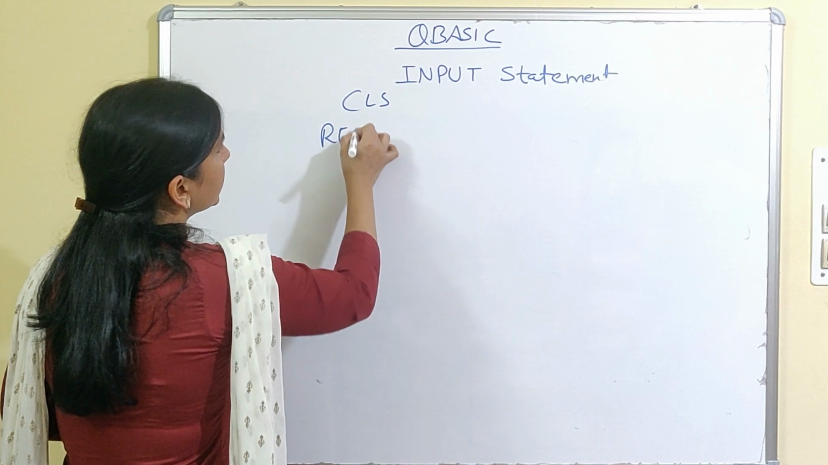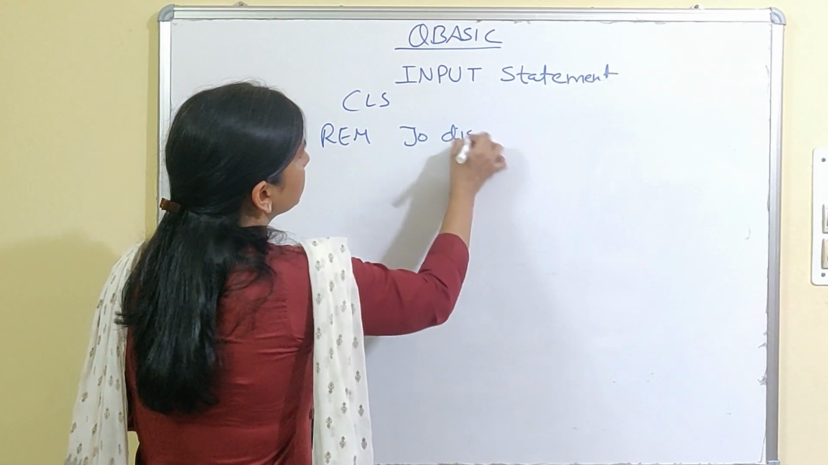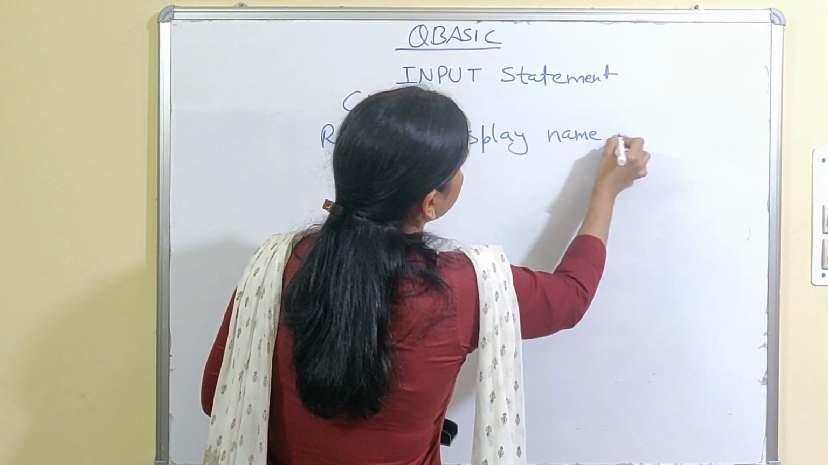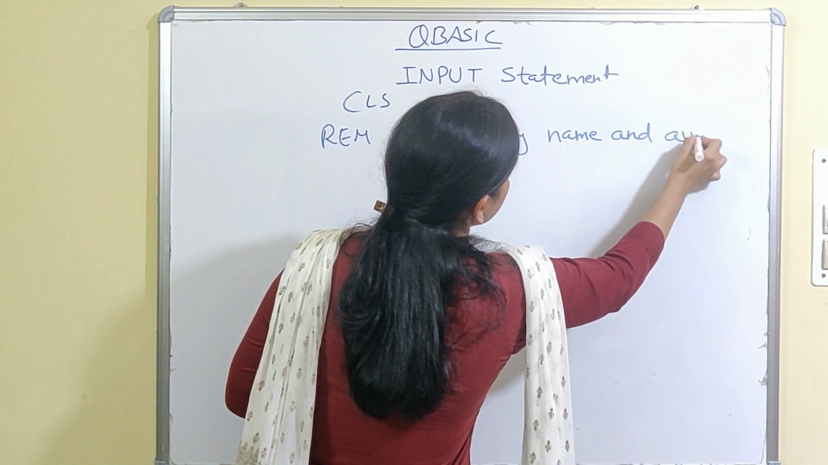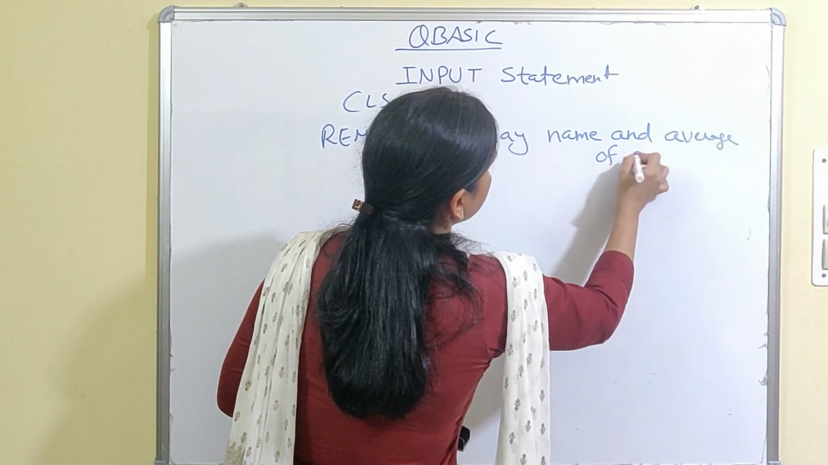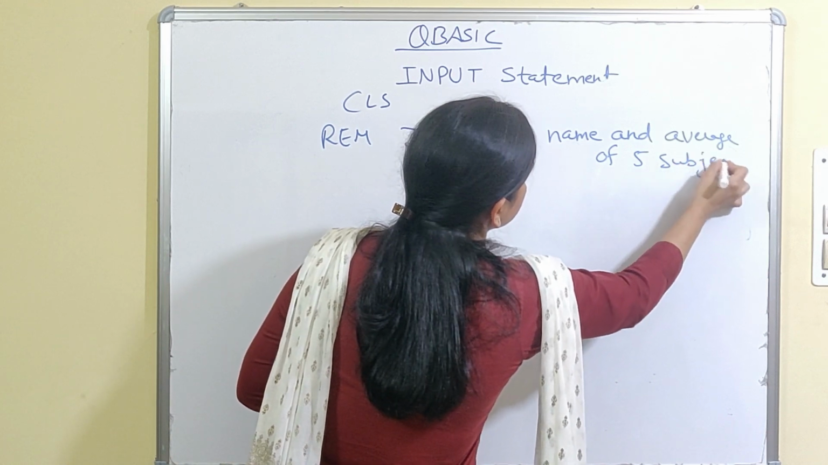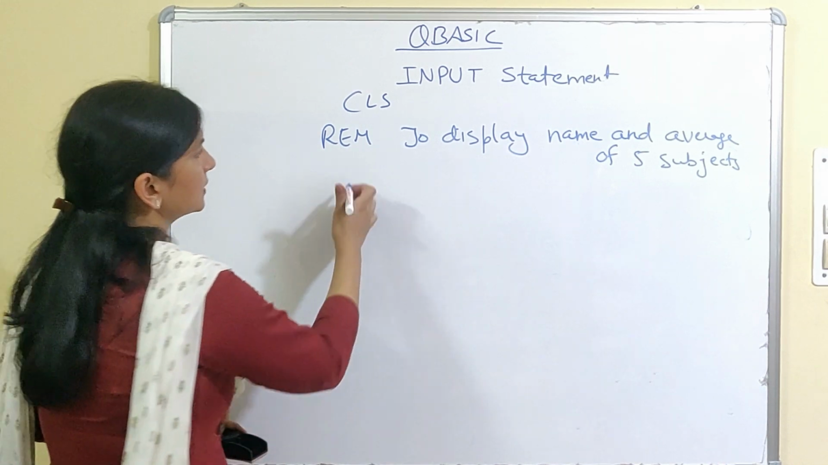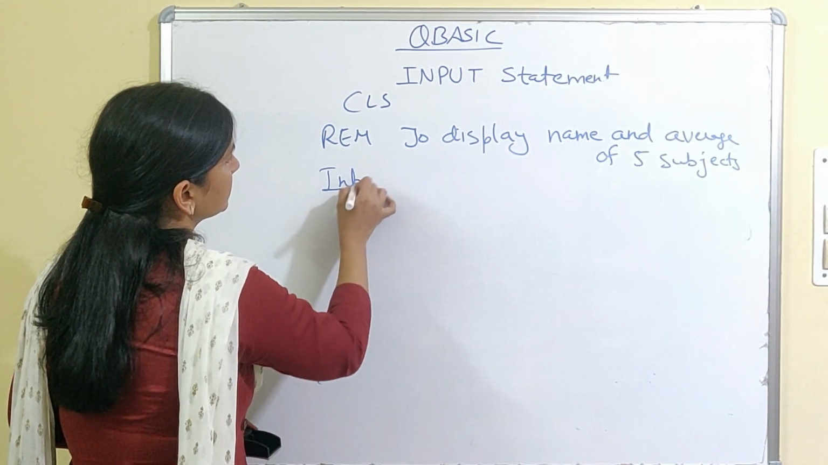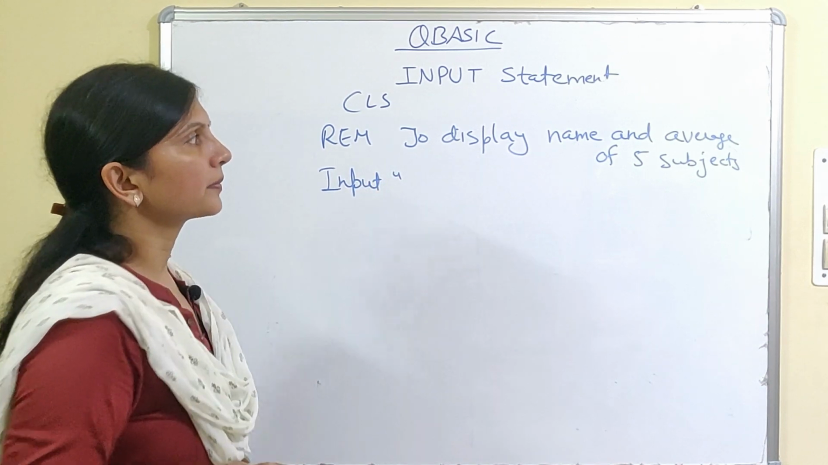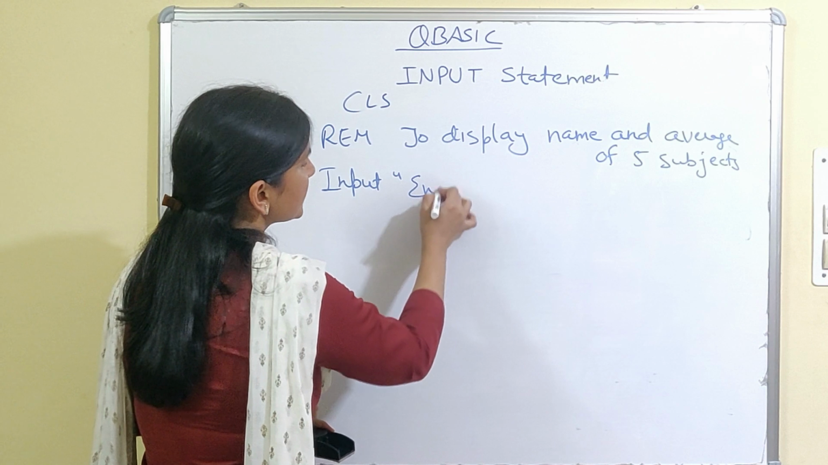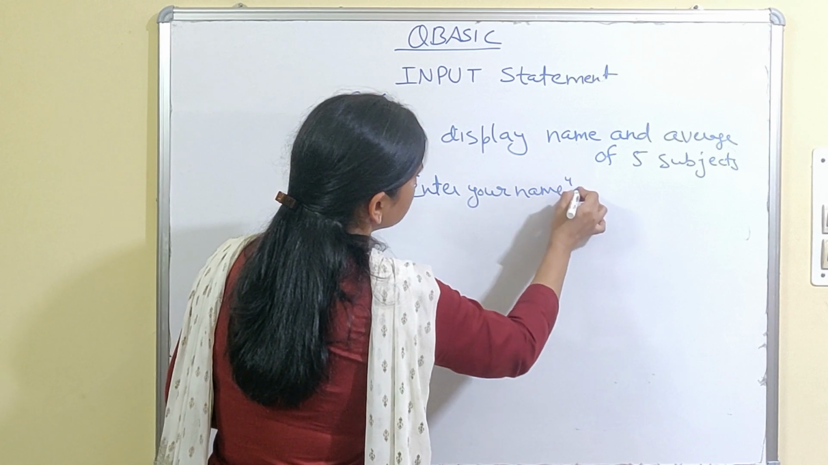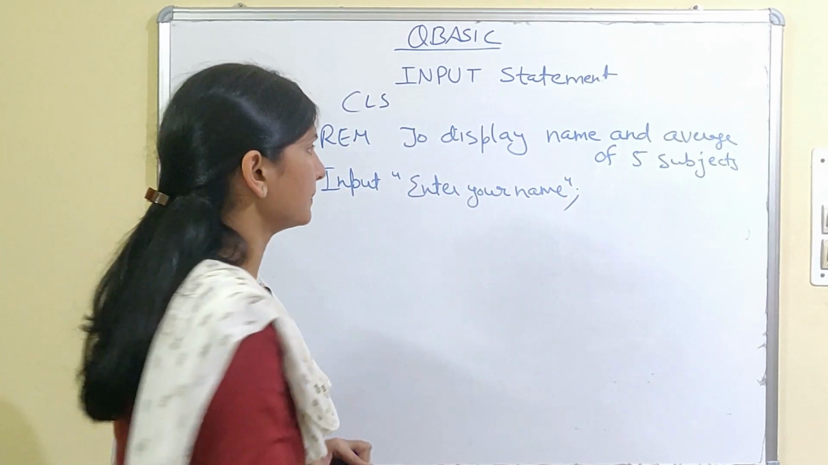CLS, rem to display name and average of 5 subjects. Fine. Then input. So for name, I am giving the message input, enter your name. This message will come when you run the program.